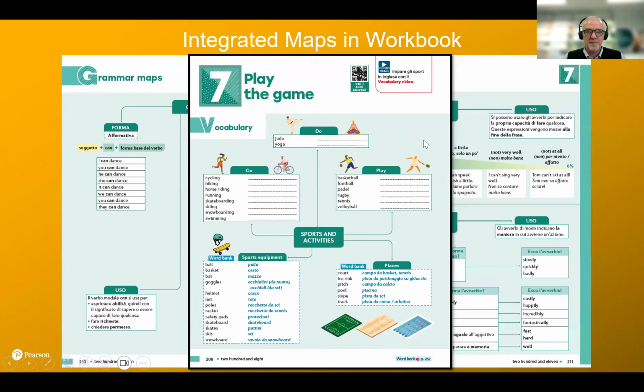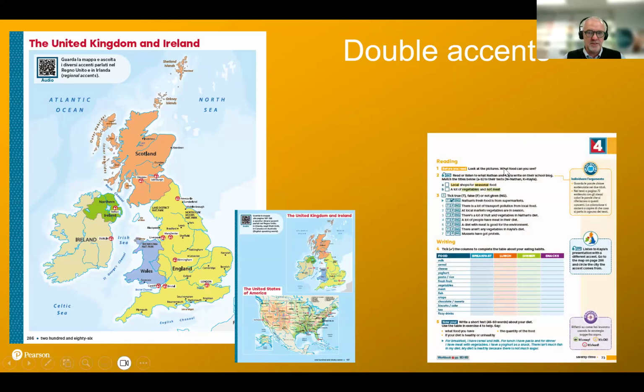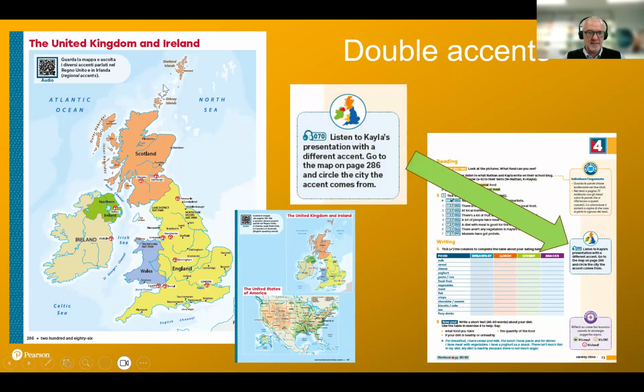translations on the vocabulary. And then another highlight for us is double accents, and this is something that we started with one of our other wonderful publications for Primo Grado, which is I Discover. And we've replicated this in Act Smart. So here you have the opportunity to, with certain listenings, listen again to the different accent, and then ask the kids to go to the map at the back of the book and find the city where they are listening to a different accent.